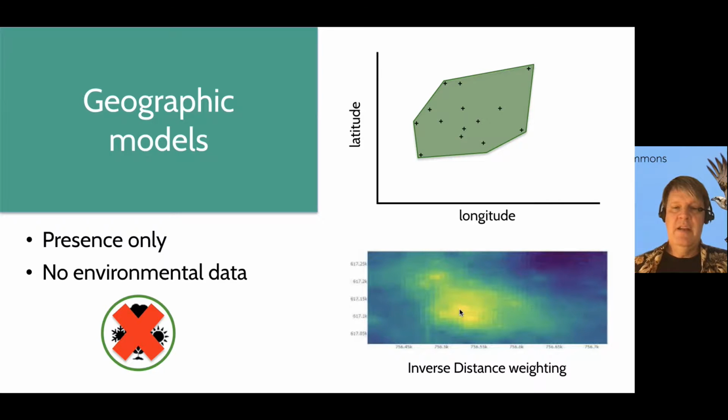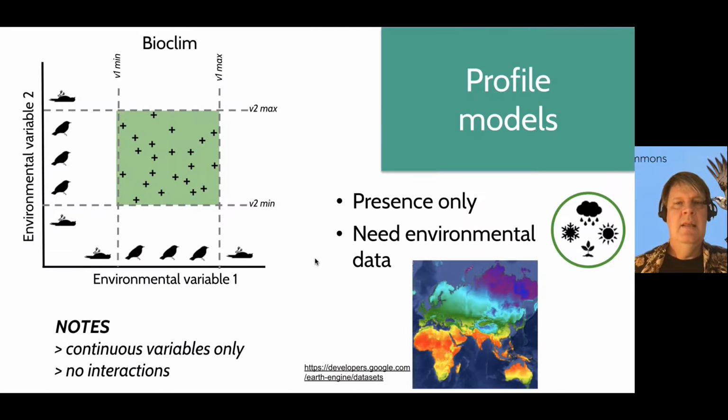And we can get a little more fancy, so we can say, well, as you get further away from that occurrence point, we think the probability of finding my species goes down. But even that, we're only using presence data for where your species occurs. We're not using environmental data. We're just using distance and latitude and longitude, so position and distance. So fairly simple models, but again, sometimes that's all you need.